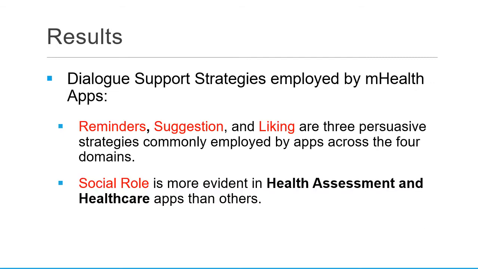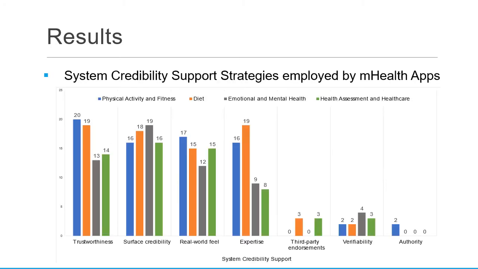From the previous chart, it is obvious that reminder, suggestion, and liking are mostly employed across the 4 domains. Another interesting discovery is that social role is mostly implemented in health assessment and healthcare apps compared to apps in other domains. In this chart, we compare the system credibility support strategies employed by mHealth apps across the various domains.